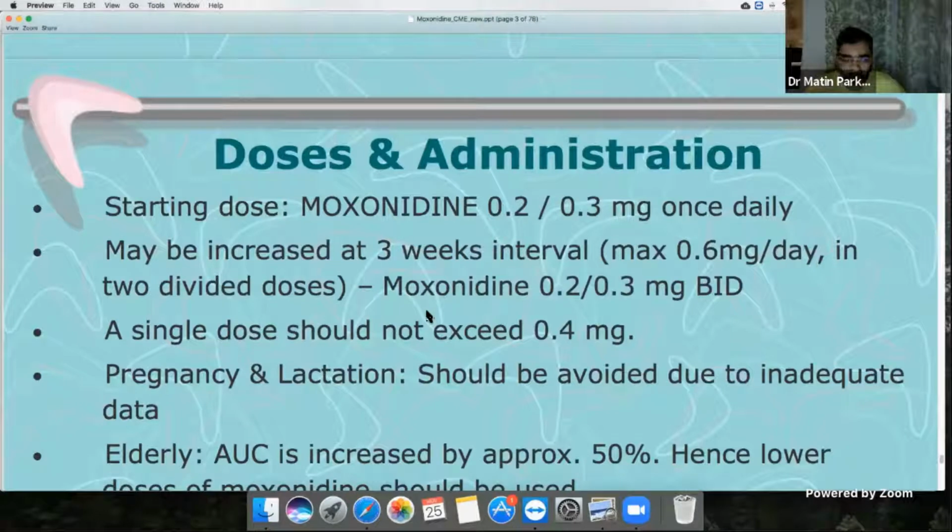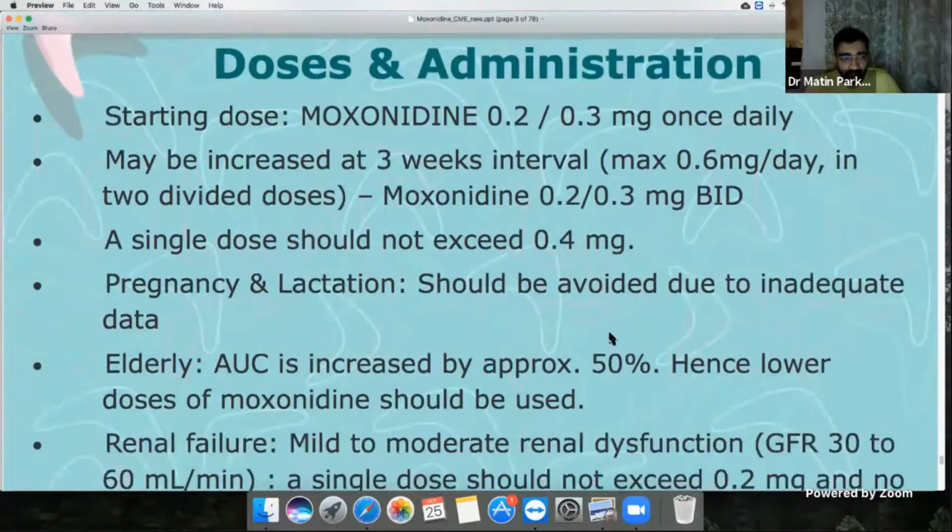Single large doses should be avoided because they can cause hypotension. If you are giving a single dose, it should not exceed 0.4 milligrams. It should be avoided along with beta blockers as much as possible.